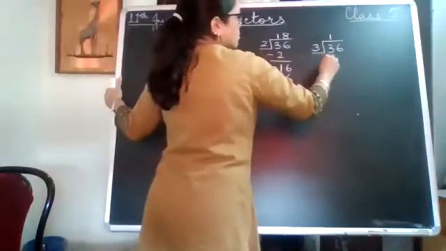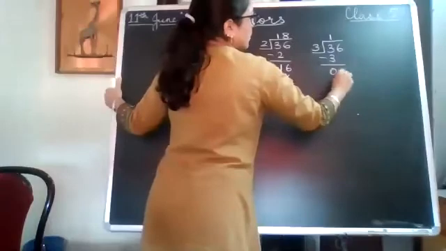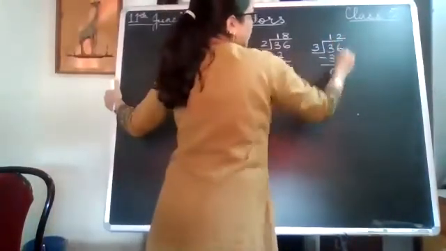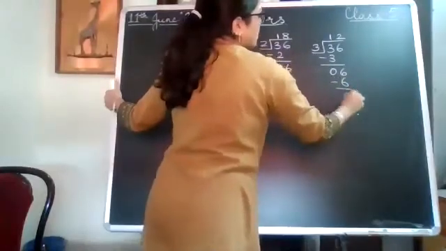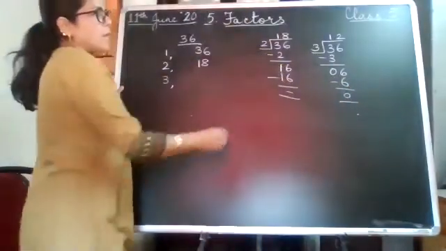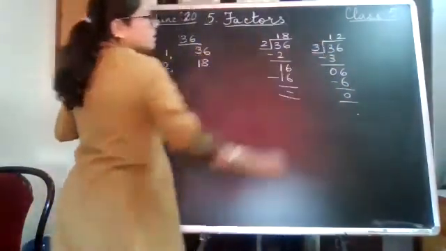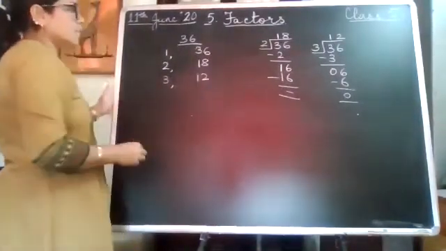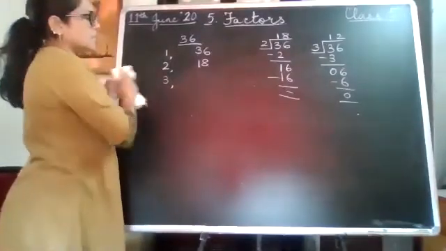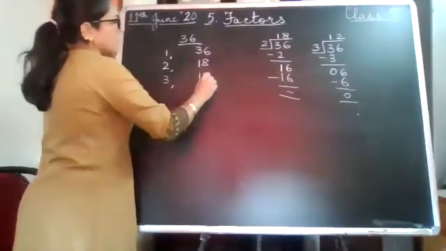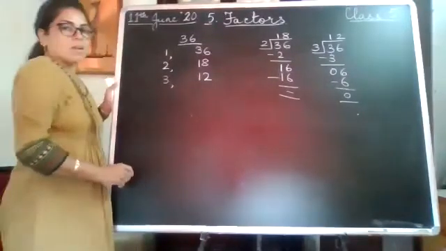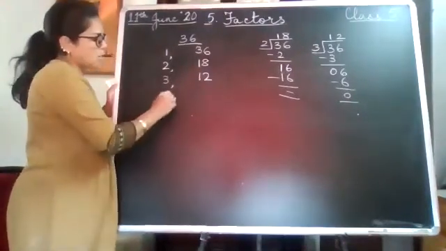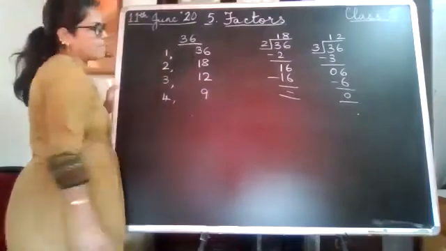3 divides 3 once. What will be left? 0. Bring the next digit down. 3 divides 6 2 times. 3 twos are 6. Okay. So I know that 3 divides 36 12 times. 3 12s are 36. 12 3s are 36. It is 1 and the next is 4. 4 9s are 36. Be thorough with your tables. So I write 4 9s are 36.